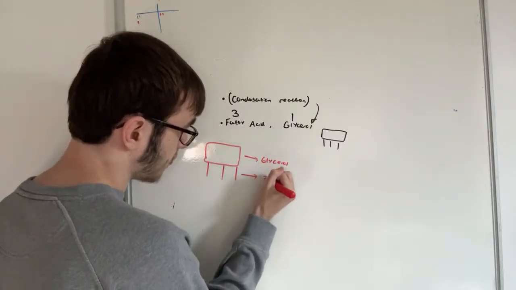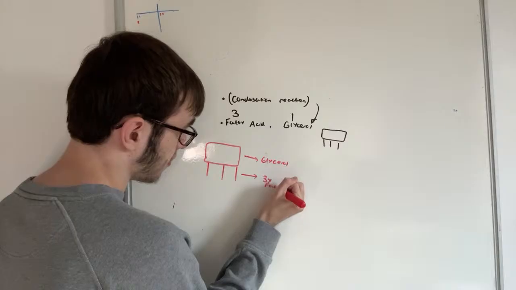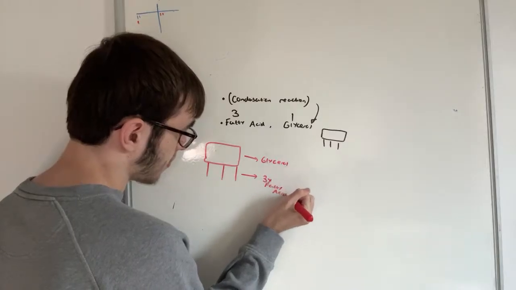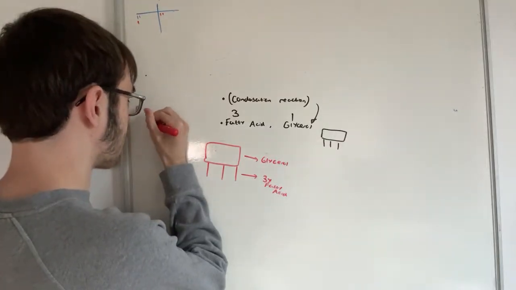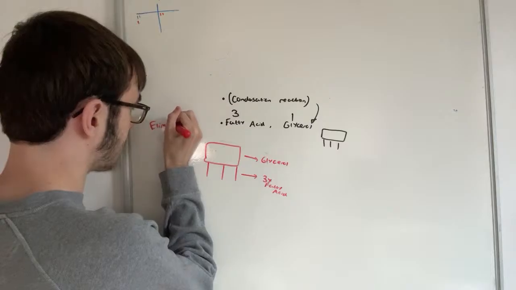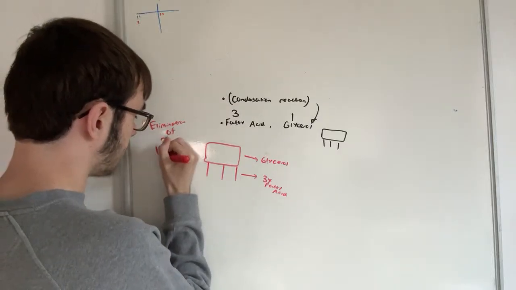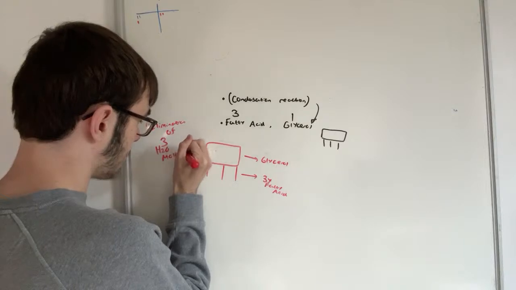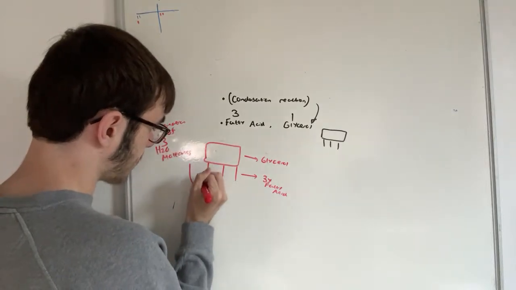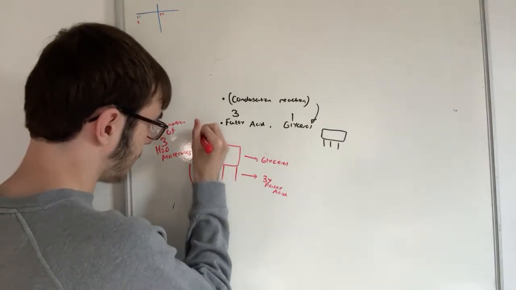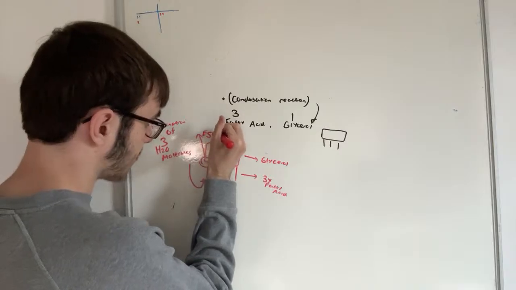Glycerol, 3 times fatty acid. It's the condensation, so it's the elimination of 3 H2O molecules, and it forms ester bonds.